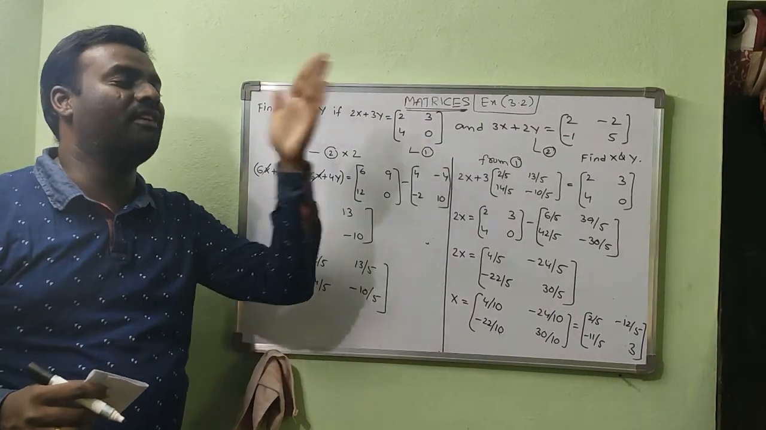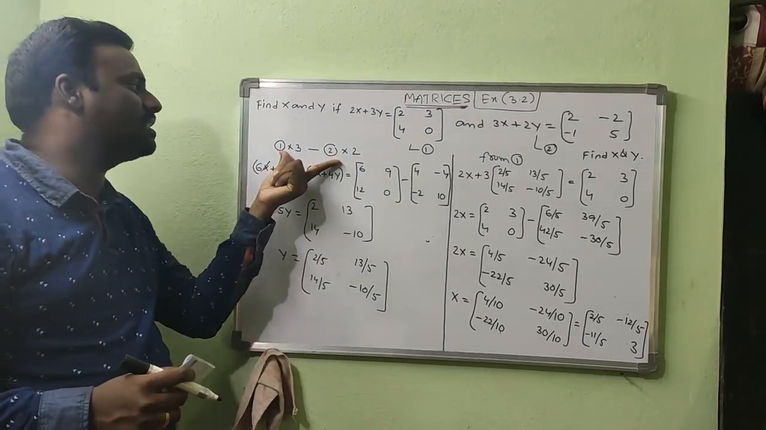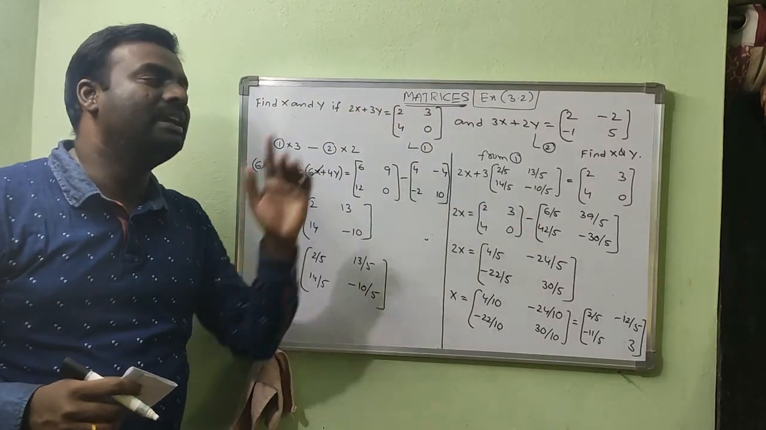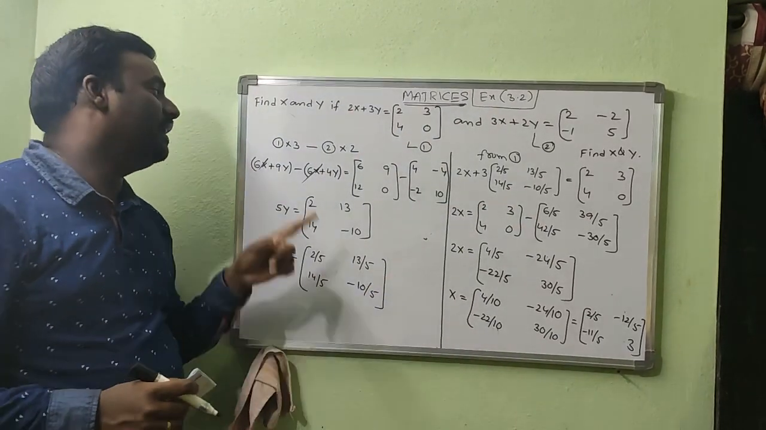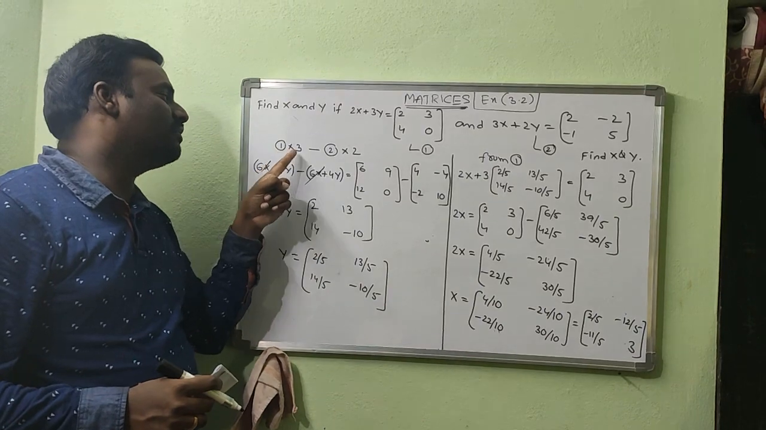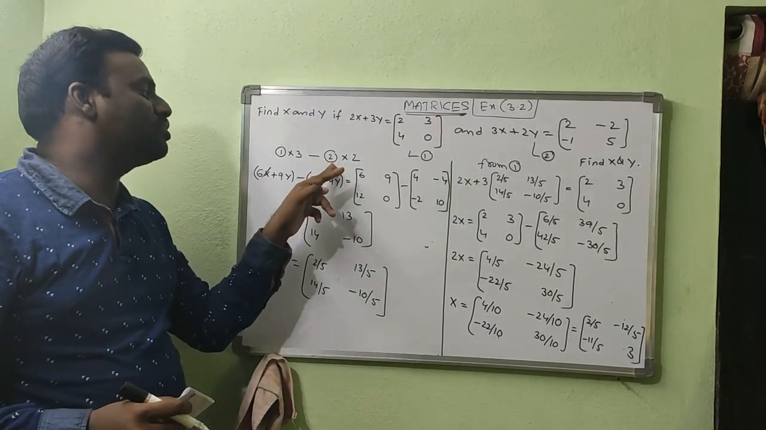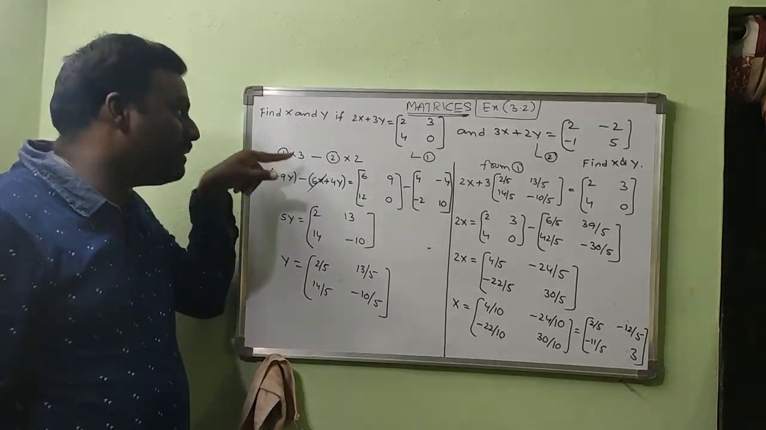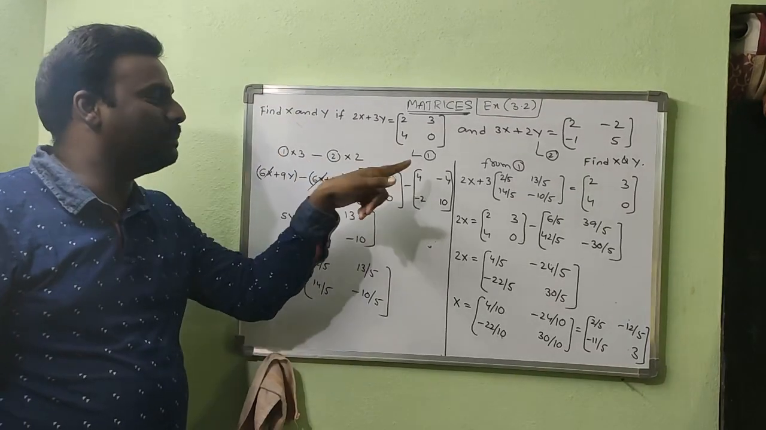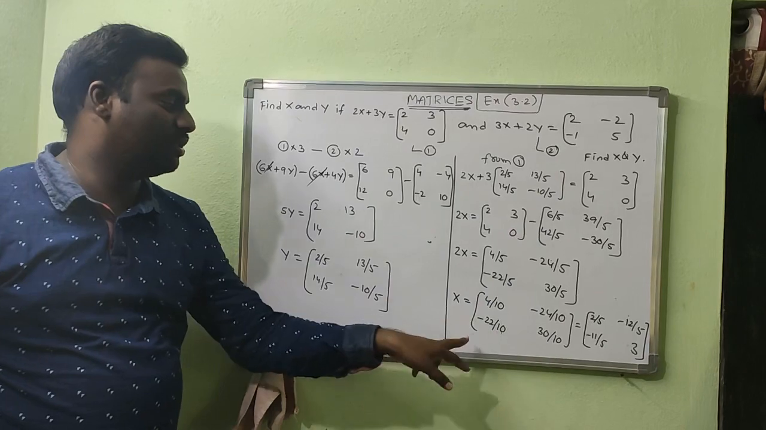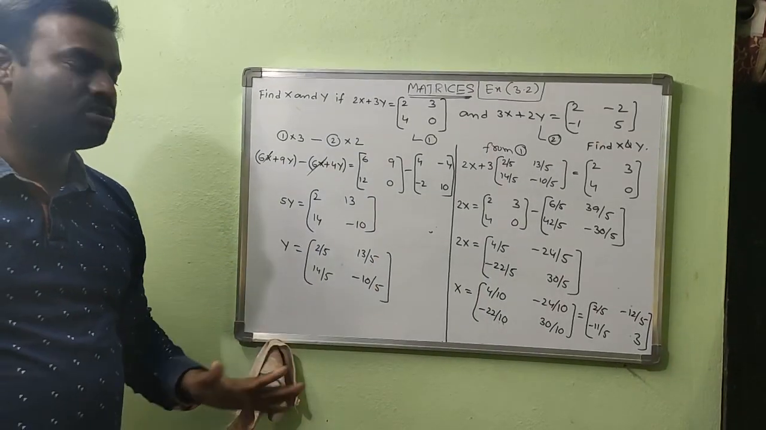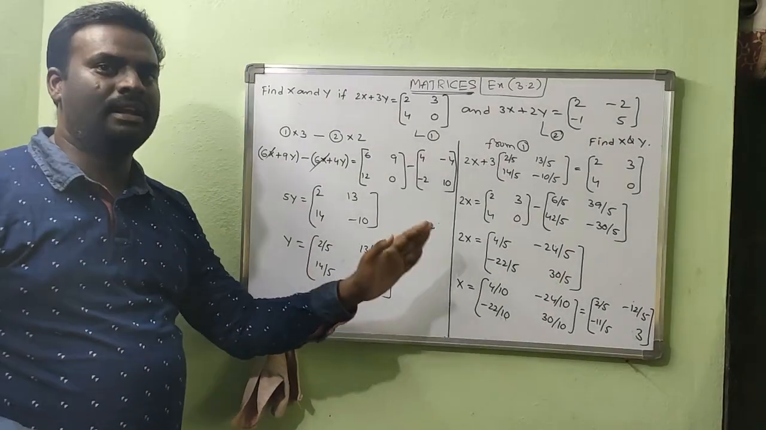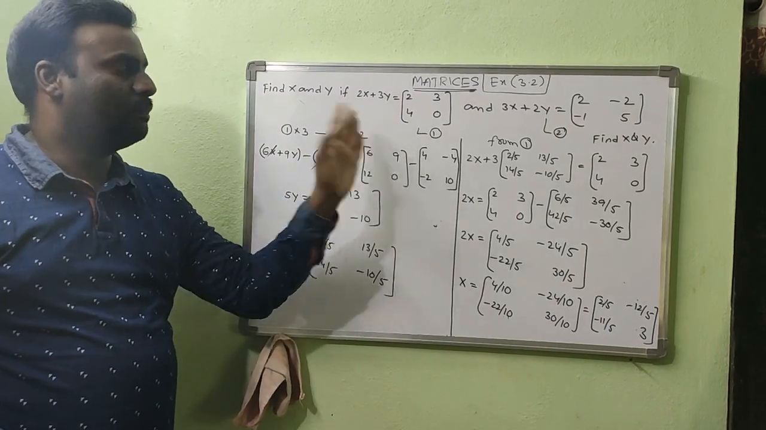Or otherwise you can follow one more method. Like this you can simplify it directly and you will get the X value. How to simplify? Here we did equation 1 multiplied with 3 and equation 2 multiplied with 2. You can take the reverse: equation 1 multiplied with 2, equation 2 multiplied with 3. If you apply that procedure also, you will get the X matrix. So finally we got the X matrix and Y matrix. So this is the procedure.